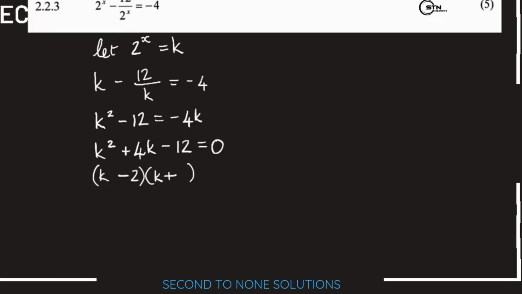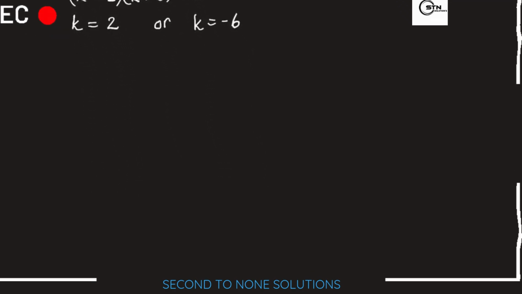And 2 times 6 gives me 12. So that means k is equal to 2, or k is equal to negative 6. Remember that I started by replacing 2 to the power of x with k. So I'm going to just do that back again. And here's where a tricky thing is: 2 to the power of x and negative 6.